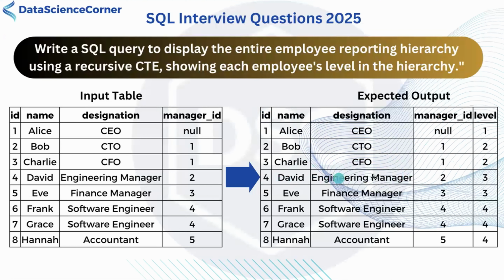Then we have David, engineering manager. Manager ID 2 means Bob is the manager of David, so David is at level 3. In the same way, all the other employees have been assigned a level based on the manager ID. So let's go to SQL and check how we can do it practically.